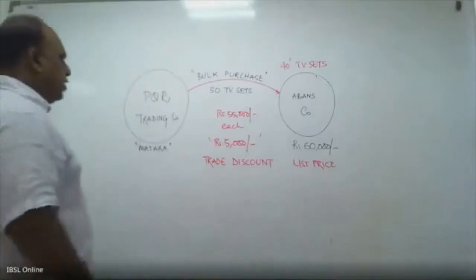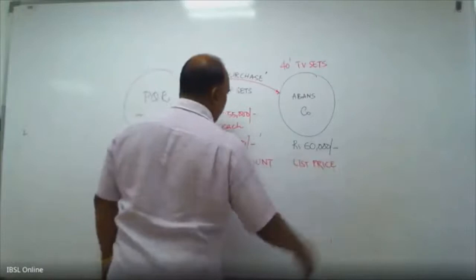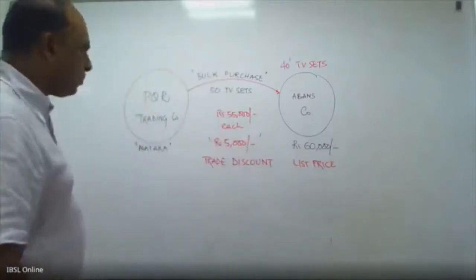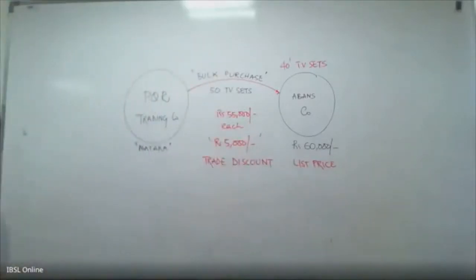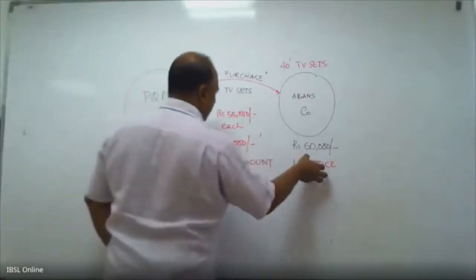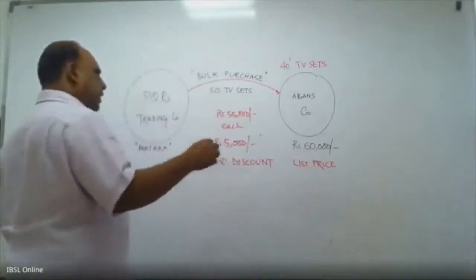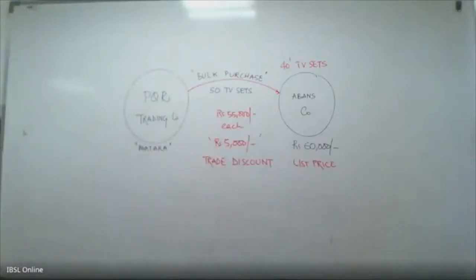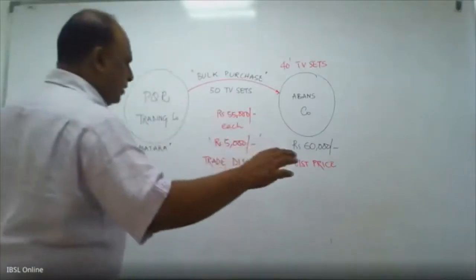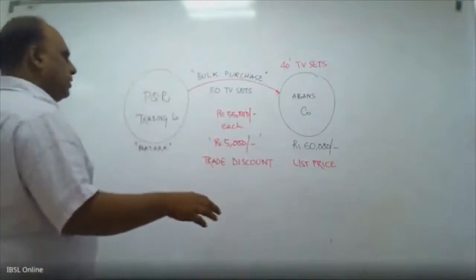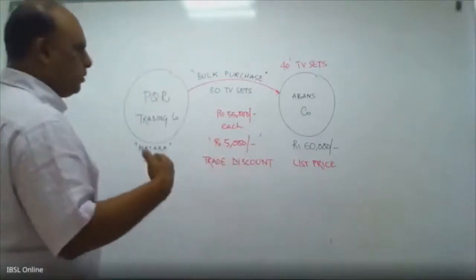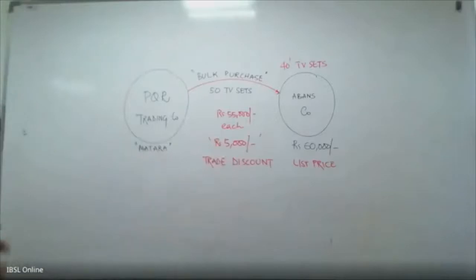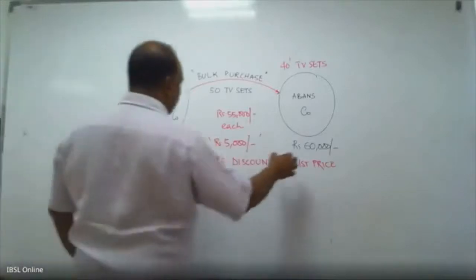And the list price of this TV set is 60,000. We have to be very clear what this list price is. List price is the price tag that you will see on a product when you go to purchase it. When you enter the showrooms, they will say list price is this, discount price is this, or maybe 10% discount or whatever. So we are not talking about the discount here, we are talking about the list price.